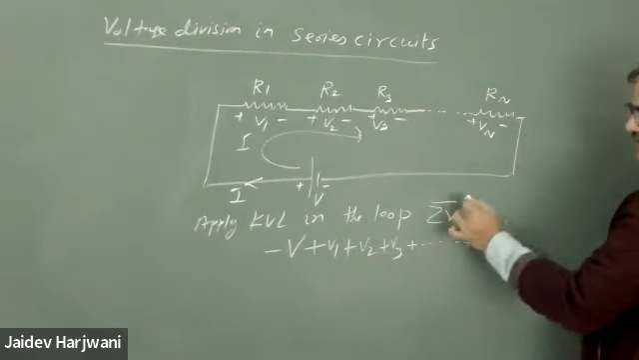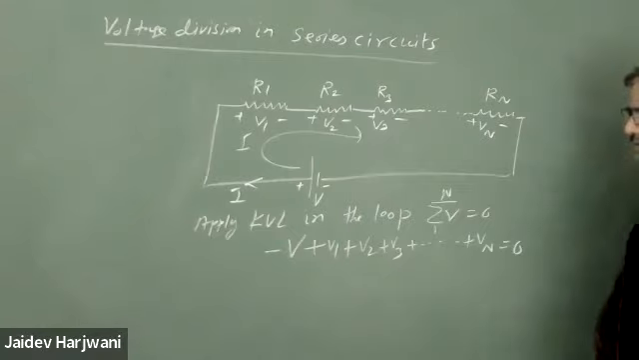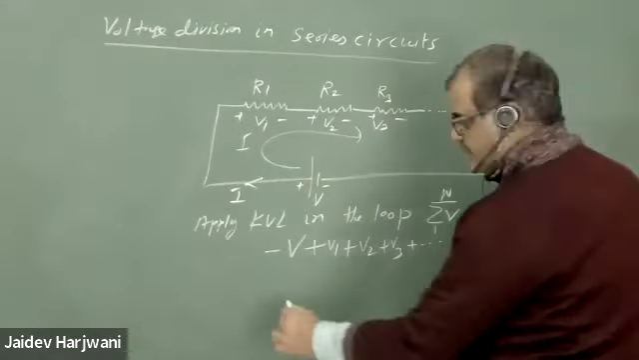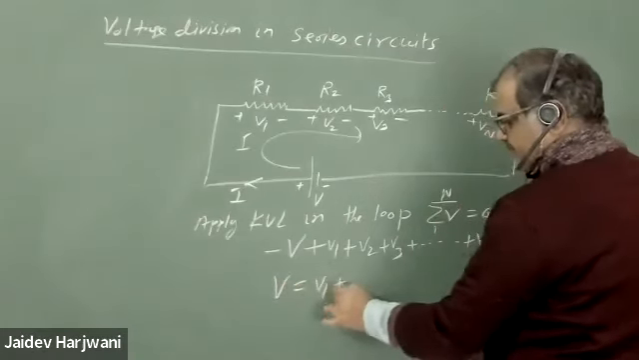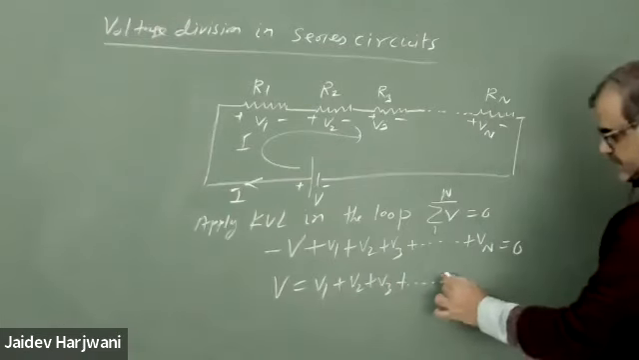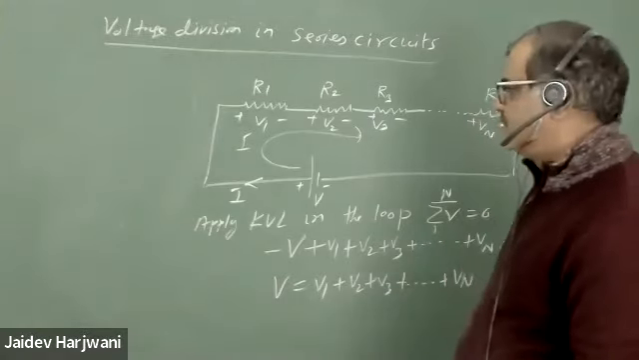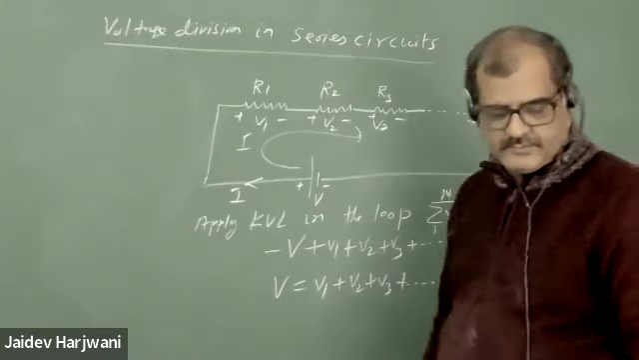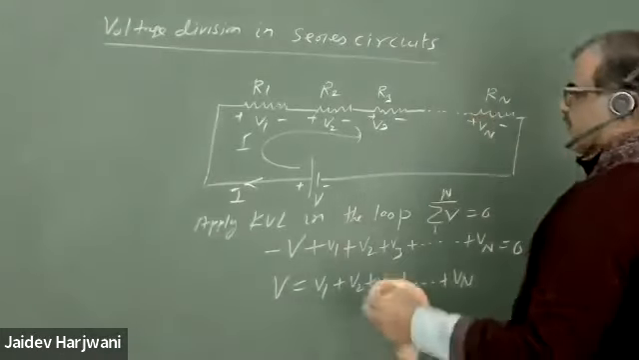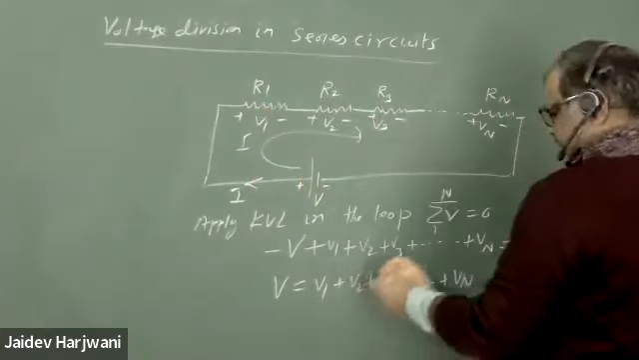Sum of voltages equals to 0. Now this will give me V equals to V1 plus V2 plus V3 plus Vn. Now what is the value of V1? IR1. Now V1 is IR1, V2 is IR2, V3 is IR3. So put the values here.